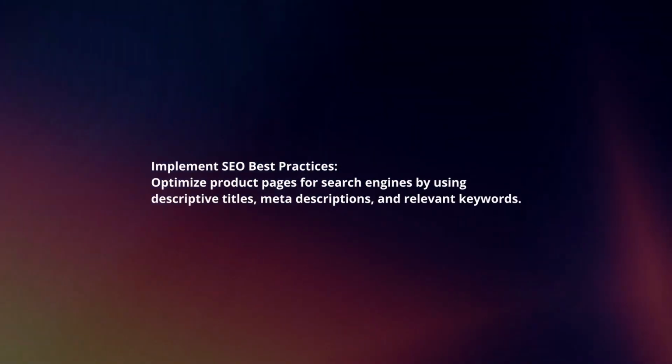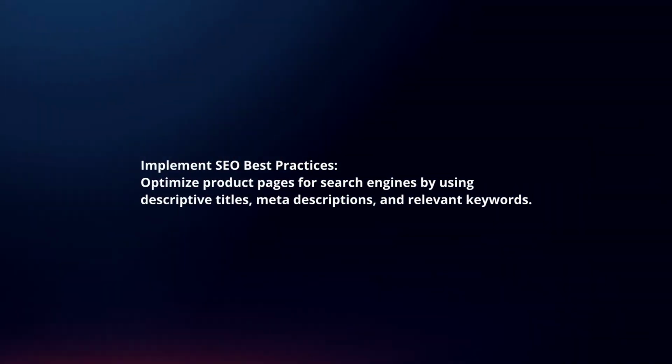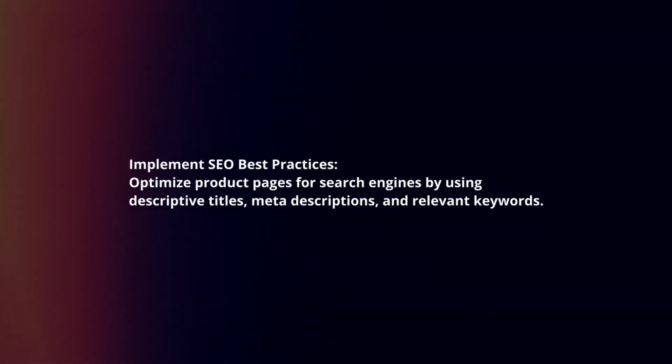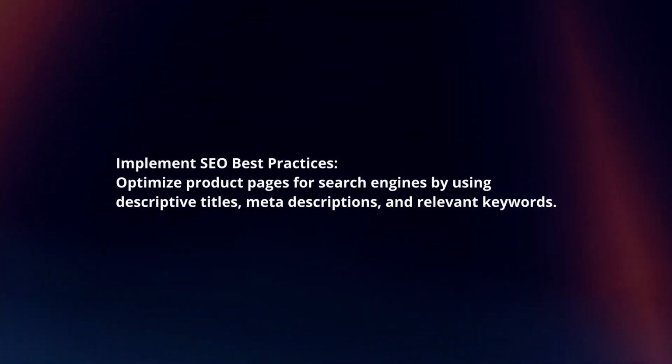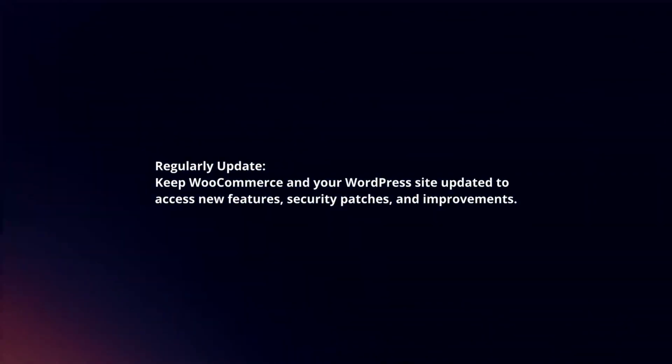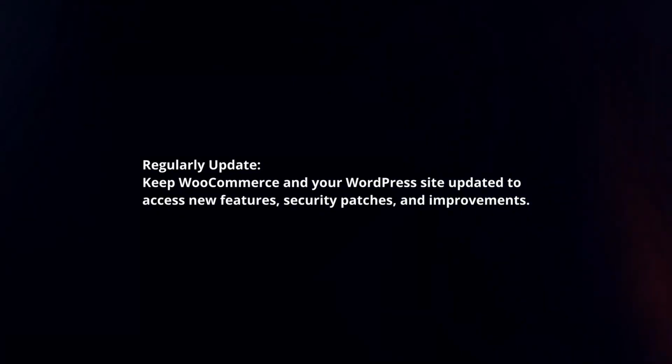Implement SEO best practices. Optimize product pages for search engines by using descriptive titles, meta descriptions, and relevant keywords. Regularly update. Keep WooCommerce and your WordPress site updated to access new features, security patches, and improvements.